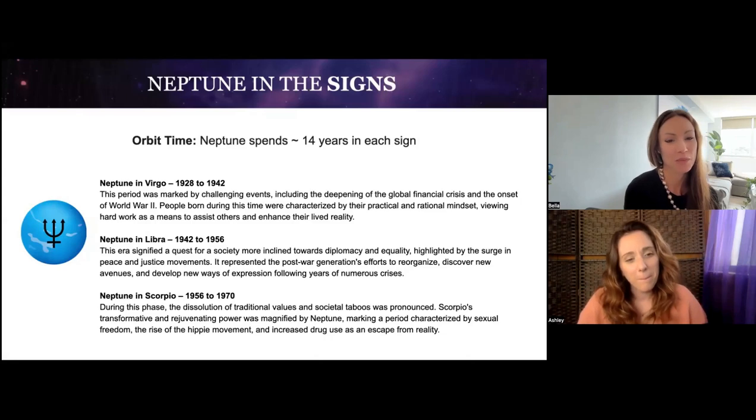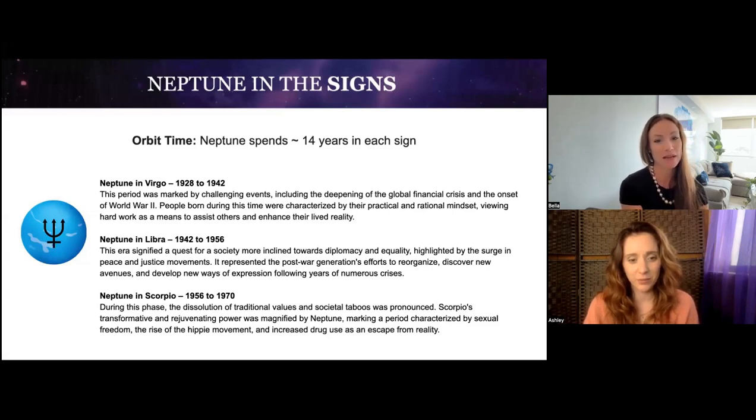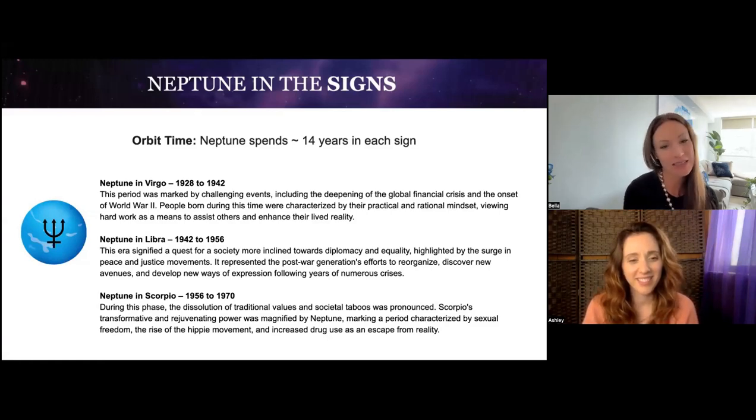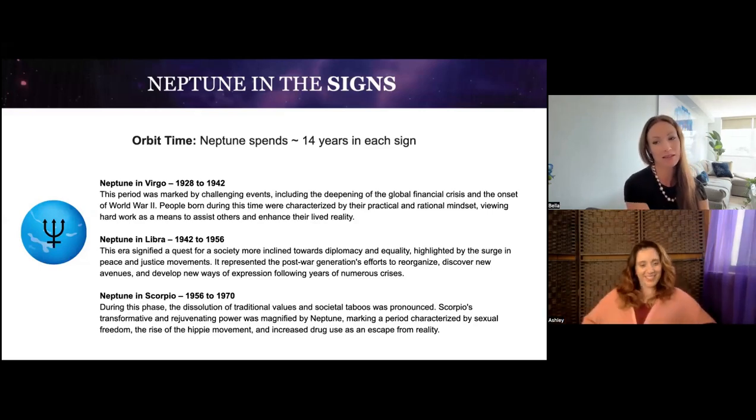If you have Neptune in Scorpio, it means that you're born between 1956 and 1970. During this phase, the dissolution of traditional values and societal taboos was pronounced. Scorpio's transformative and rejuvenating power was magnified by Neptune, marking a period characterized by sexual freedom, the rise of the hippie movement, and increased drug use as an escape from reality.